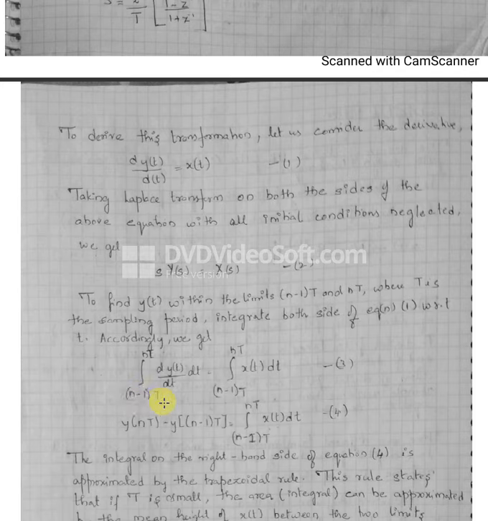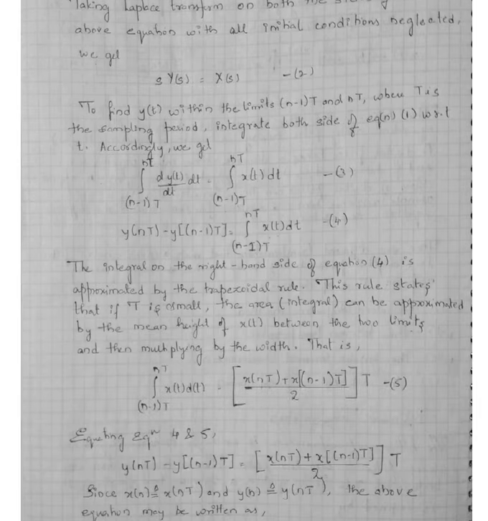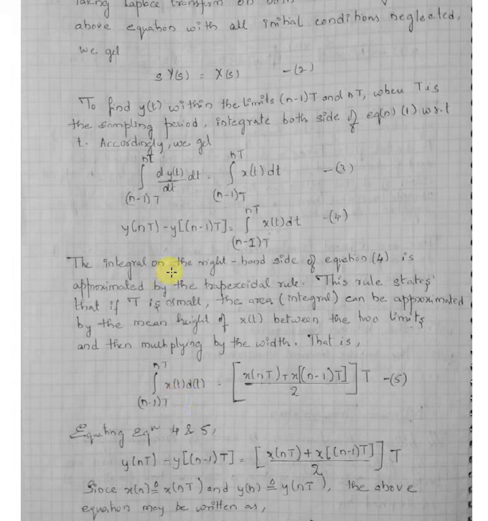Okay, so that's why I have marked this equation, so that it will be easy for you to understand. What they have done is apply the trapezoidal rule here. According to that, if the value of t is very small, the integral part can be approximated by taking the mean of the height, that is, consider x of t itself between these two limits, and then multiplying by the width.